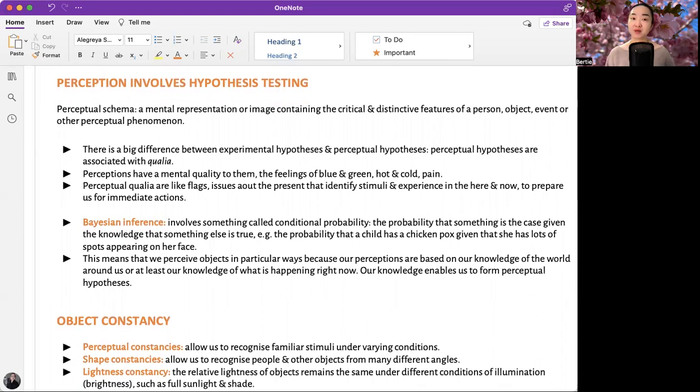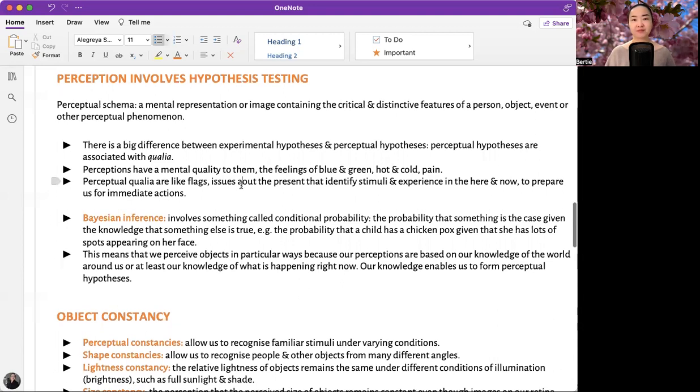There is a big difference between experimental hypothesis and perceptual hypothesis. Perceptual hypotheses are associated with qualia. Perceptions have a mental quality to them, the feelings of blue and green, hot and cold, pain. Perceptual qualia are like flags, issues about the present that identify stimuli and experience in the here and now to prepare us for immediate actions.